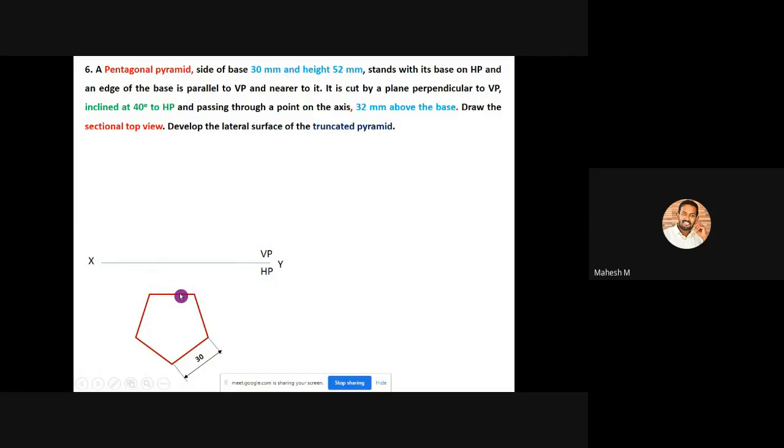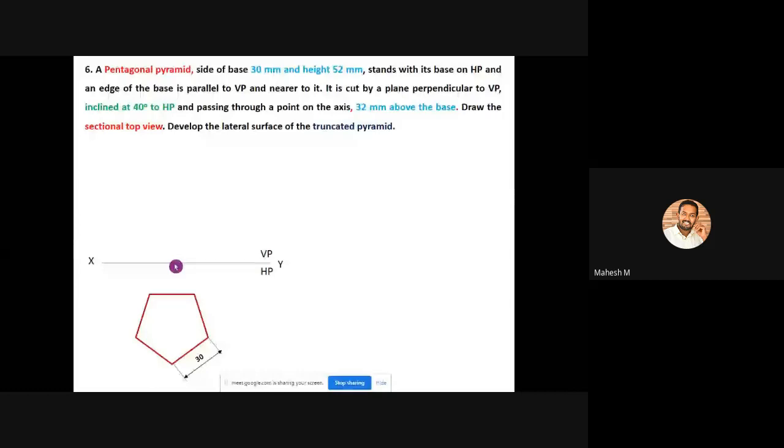So in some problems you'll be getting a dimension also. So the particular edge should be parallel to VP and 10 mm far away from the VP. So this particular gap should be created with a dimension of 10 mm. Some problems come like that also.